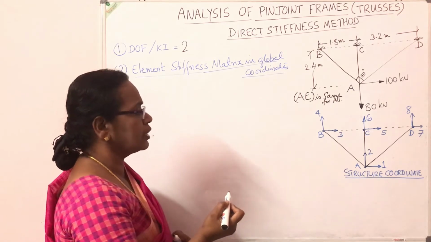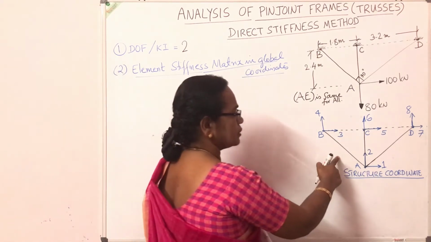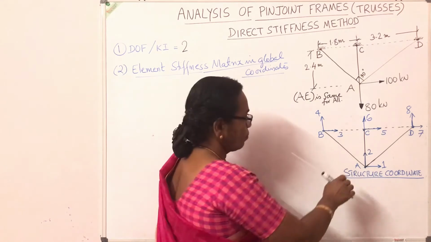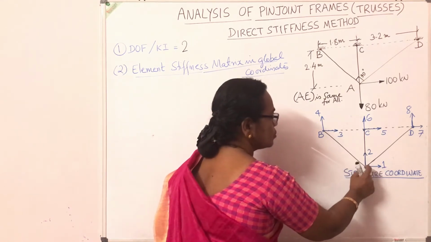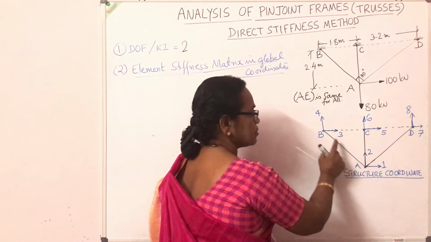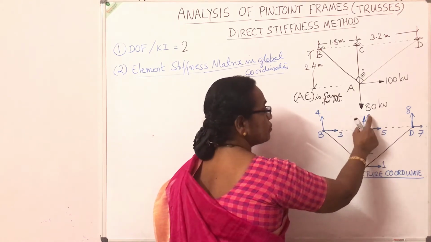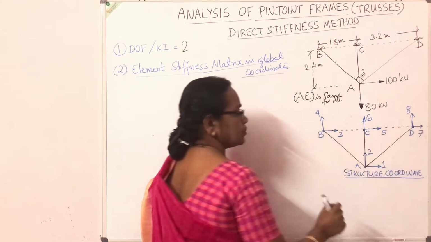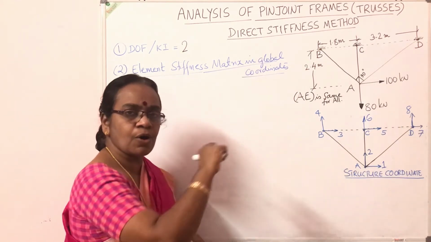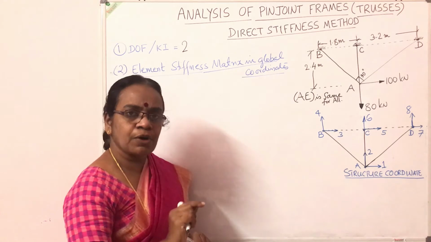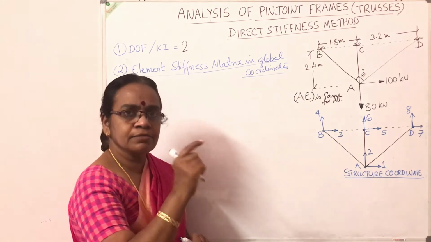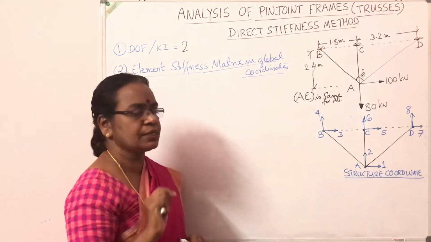If it is difficult to analyze, you can mark down the coordinates of the structure like this. Joint A, you mark 1 horizontal and 2 vertical, the two possible displacements. Joint B, 3, 4. Node C, 5, 6. Node D, 7, 8. You assign the coordinates for all the joints, 1 horizontal and 2 vertical, and similarly for the other joints.